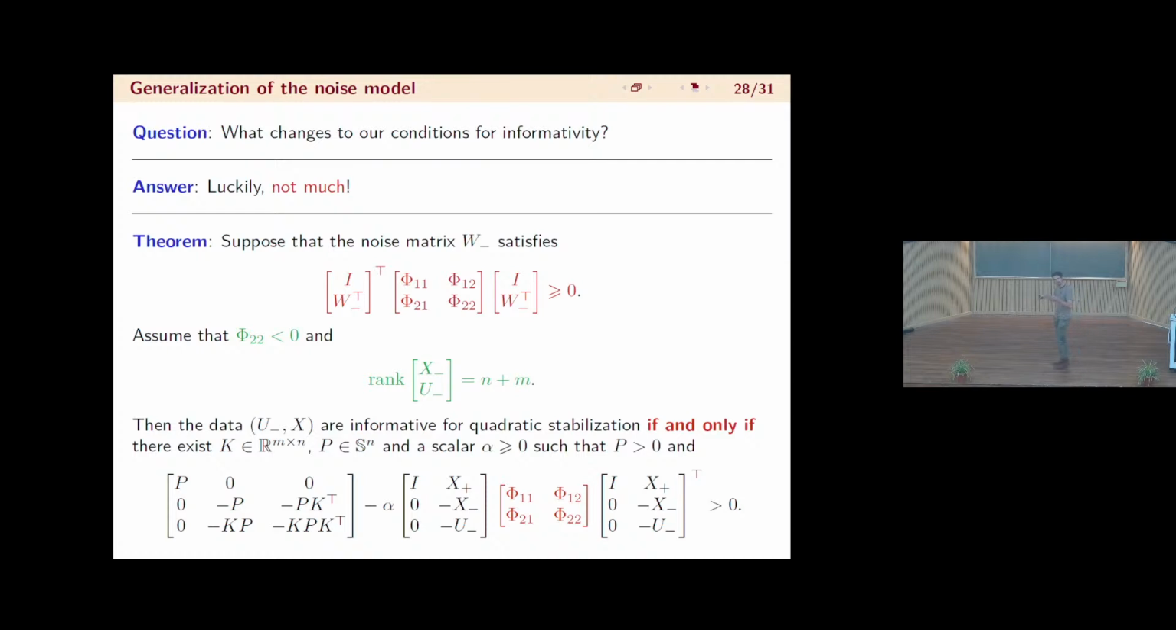So the conclusion is you can also work with this general noise model, and in fact it's not much harder than working with this epsilon bound on the norm of the noise. It's almost the same matrix inequality, just you replace this by a general Phi. That's the point. Okay. So that's it for the generalization of the noise model.